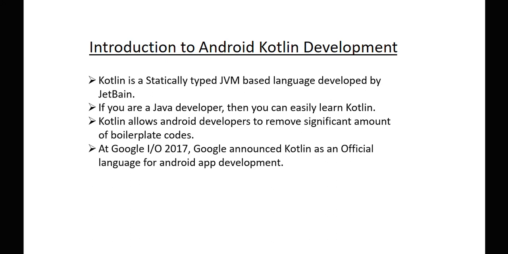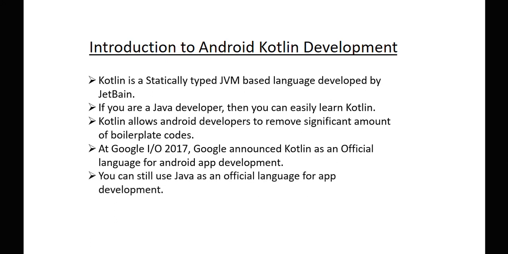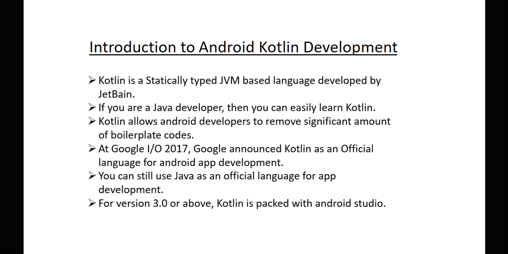At Google I/O 2017, Google announced Kotlin as an official language for Android app development. You can still use Java as an official language for app development. From Android Studio version 3.0 or above, Kotlin is packed with Android Studio.